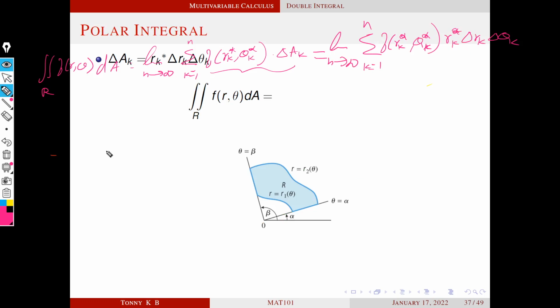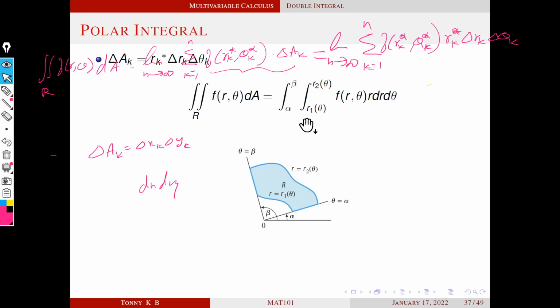and y? In our Cartesian coordinates, delta Ak is only delta xk delta yk. So we use only dx dy or dy dx. Here, instead of delta rk delta theta k, one more thing, rk star. So what is the analogous representation? The analogous representation is integral alpha to beta and r1 of theta to r2 of theta, f of r theta into r dr d theta. So here our dA becomes r dr d theta, not dr d theta, r dr d theta.